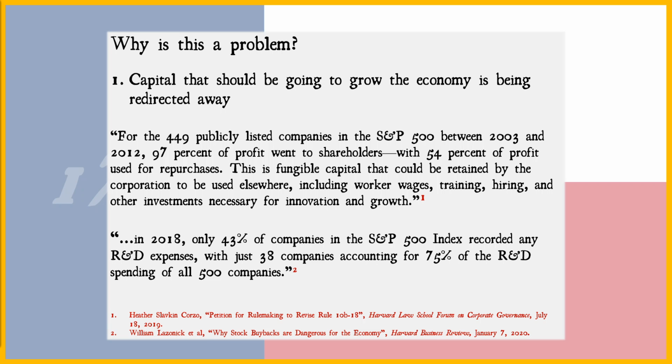Here's another stat. In 2018, only 43% of companies in the S&P 500 had any R&D expense at all. 57%, over half, didn't invest in R&D at all. And 38 companies accounted for 3/4 of the spending on R&D. So really, you only had 38 companies out of 500 in the S&P putting any money towards R&D at all.